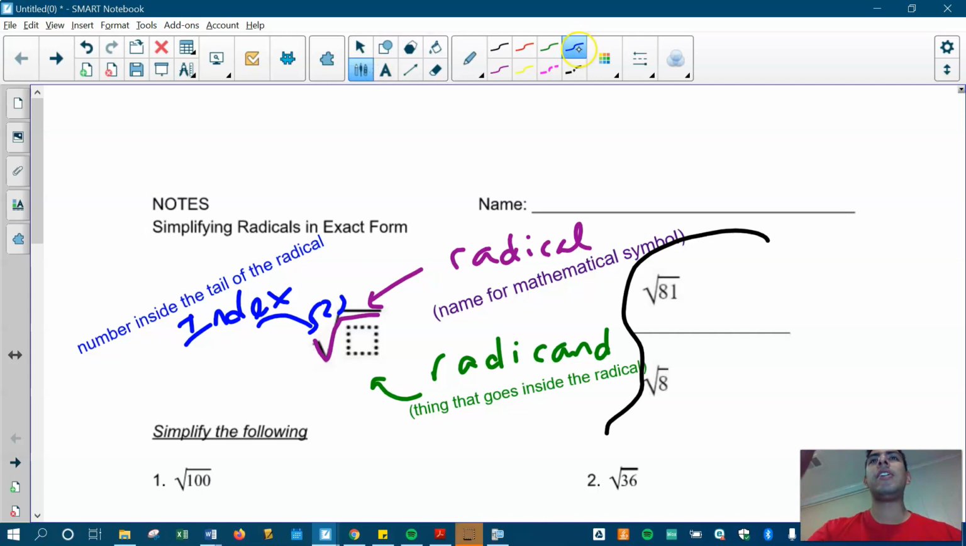Now, why is it 9? Well, there's a good reason. First of all, the index is a 2. Because the index is a 2, that means I'm looking for two numbers to get 81. So in other words, I'm looking for something times something equals 81. Okay, what are those two numbers?